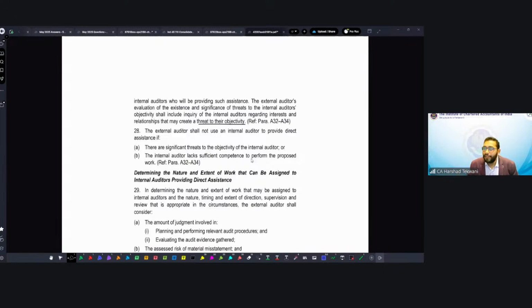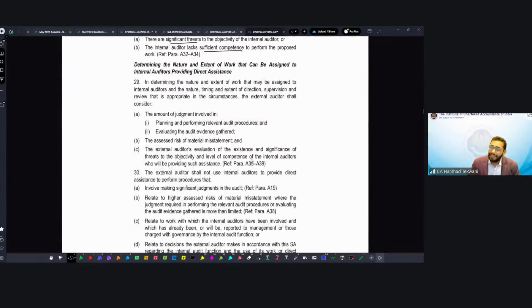For example, the chief internal auditor, or the one who is providing you direct assistance, is a relative of the managing director. So is there any relationship? Then if there is a threat or lack of sufficient competency, do not involve them. Now let's say if everything is fine and you want to involve them, then understand how much you need to involve them, like in what areas, to what extent.